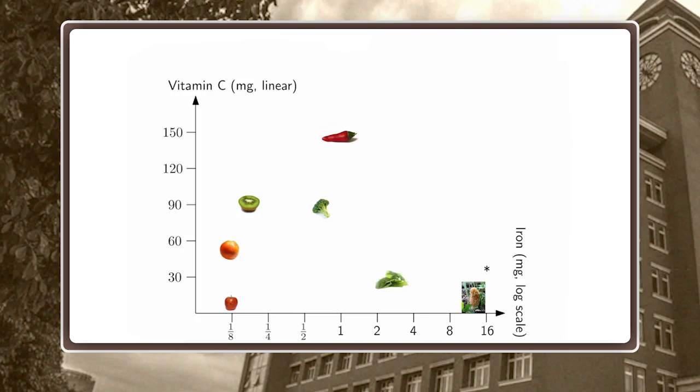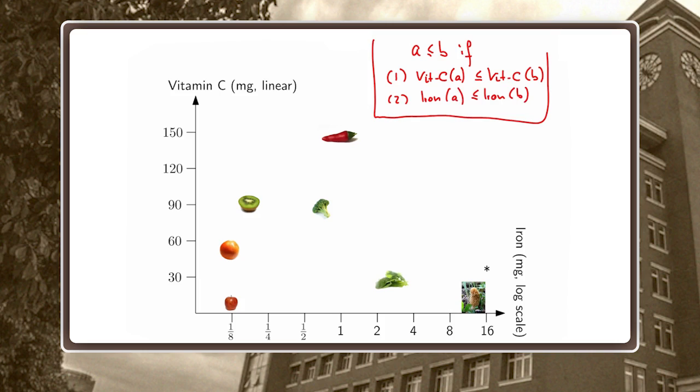So now I want to define an ordering. I want to say A is less or equal than B if it contains at most as much vitamin C as B does, and at most as much iron as B does. Okay, so that's my ordering. Let's see how it looks like here.